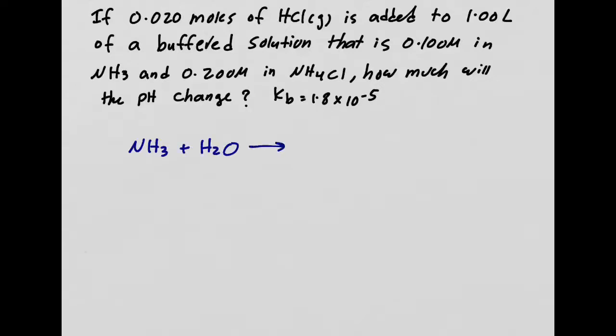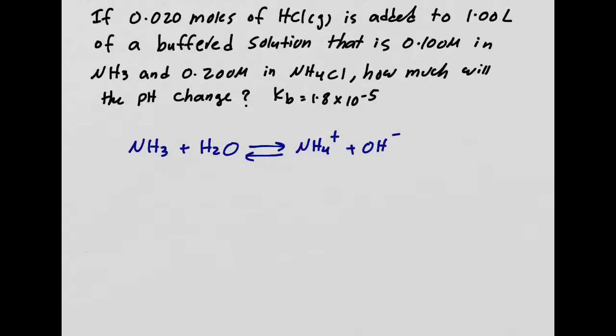So here's my weak base, ammonia. A base is going to get a hydrogen. That means water is an acid. An acid is going to lose a hydrogen. The base gets a hydrogen, the acid loses a hydrogen. So my base is going to get a hydrogen and become NH4+. Water is going to act like an acid and lose a hydrogen, becoming OH-.